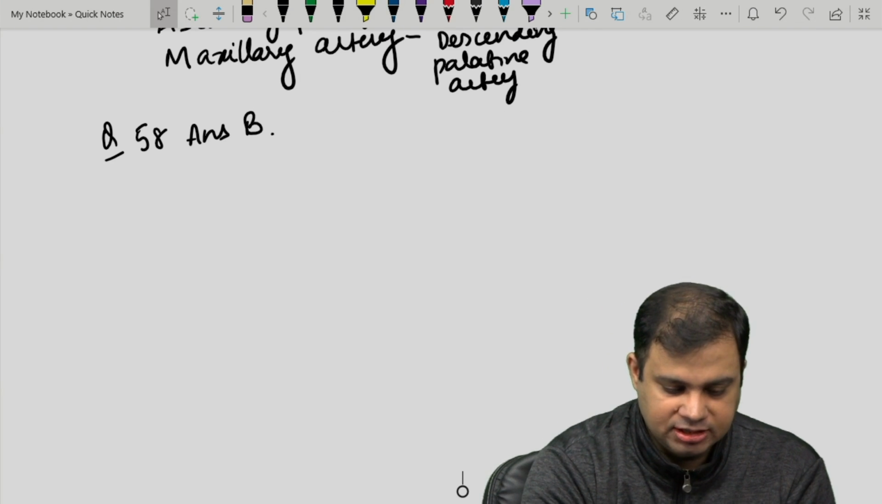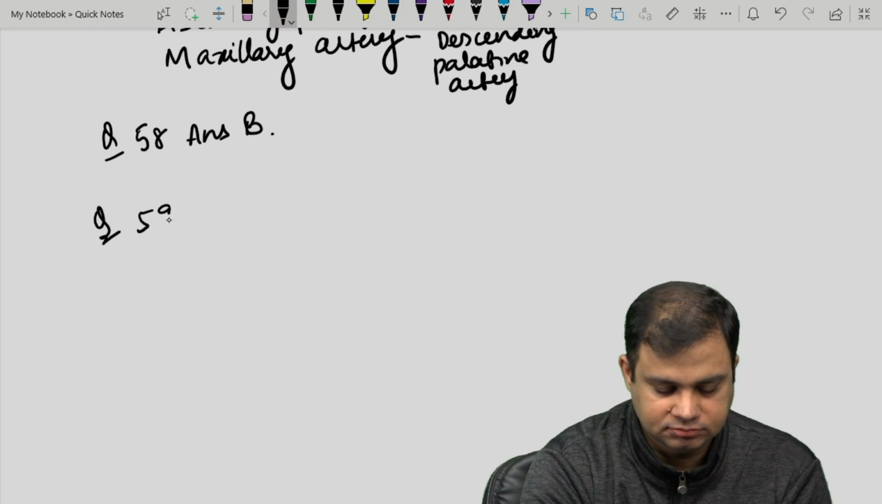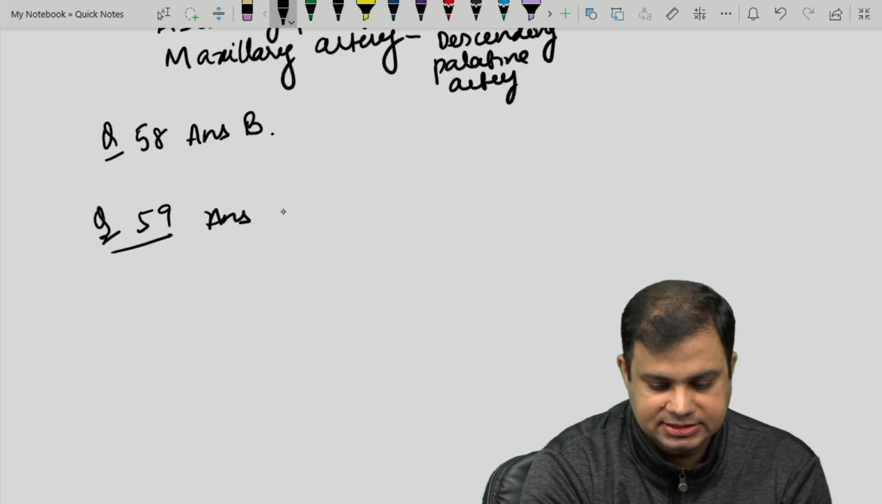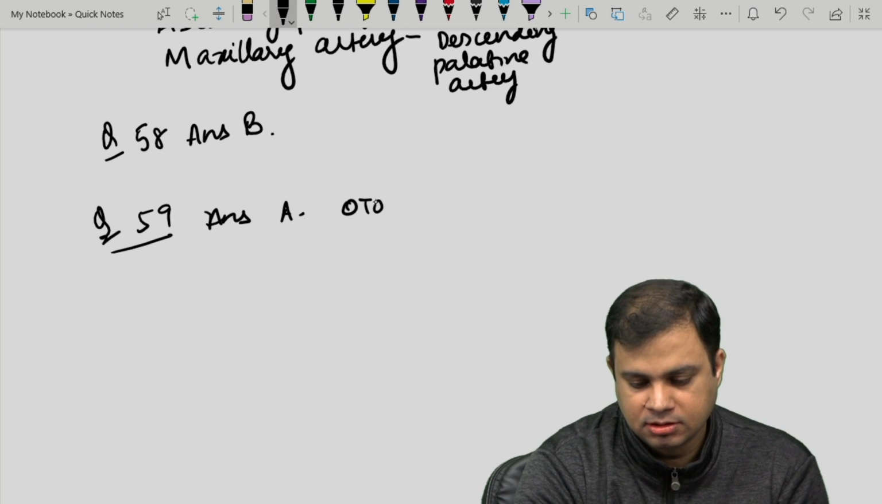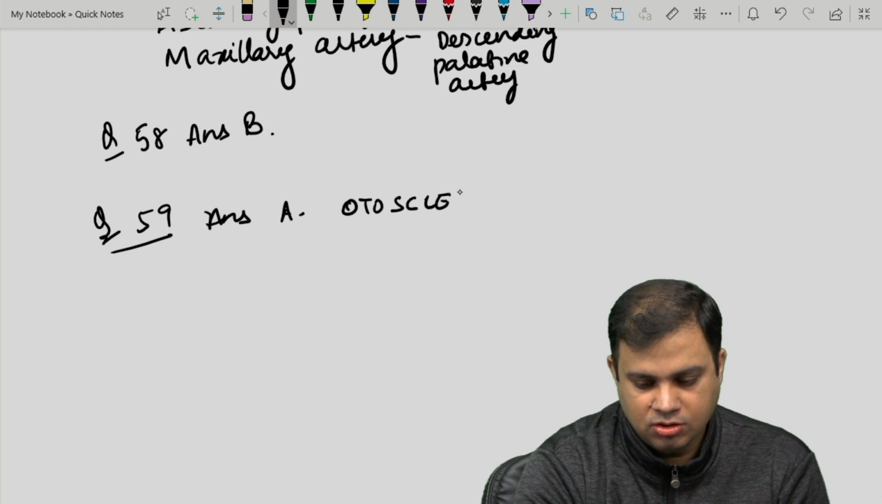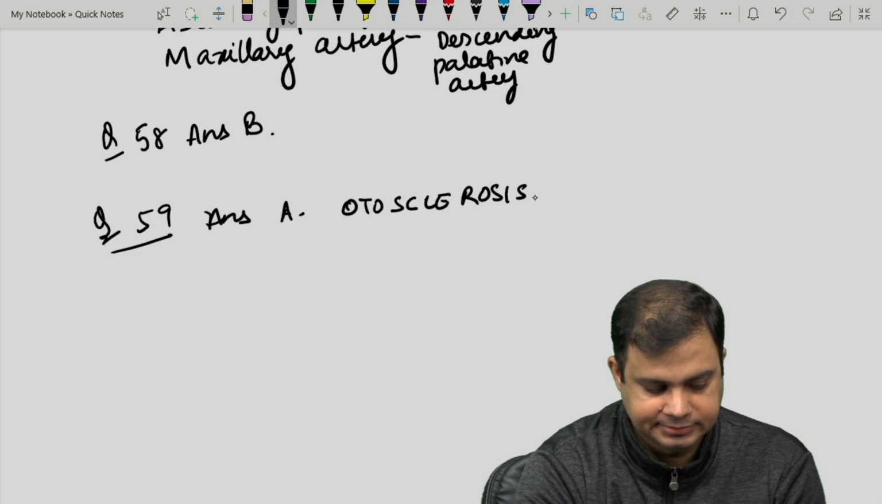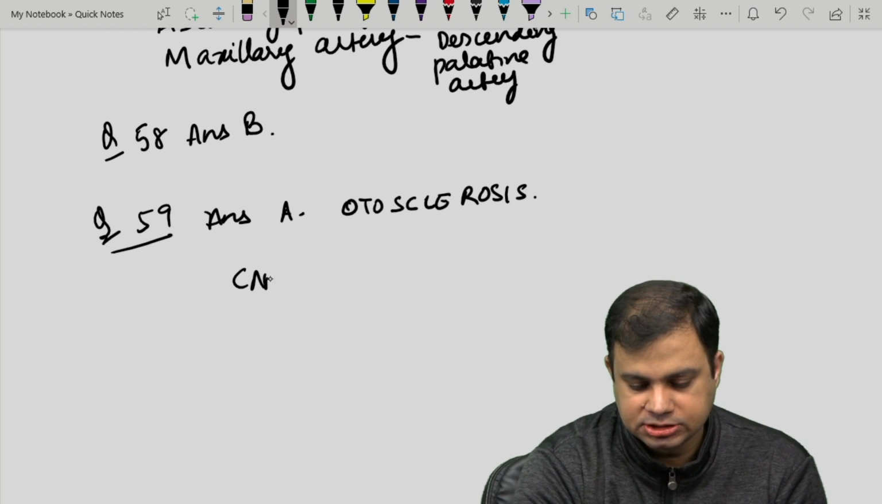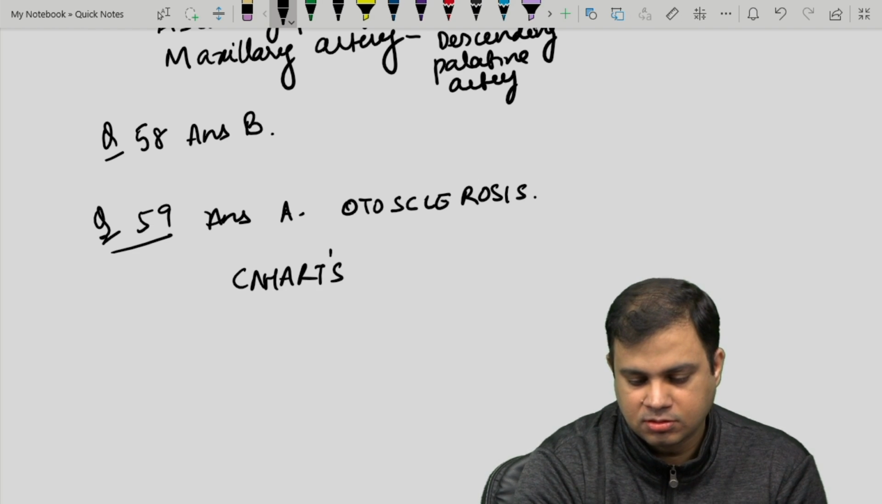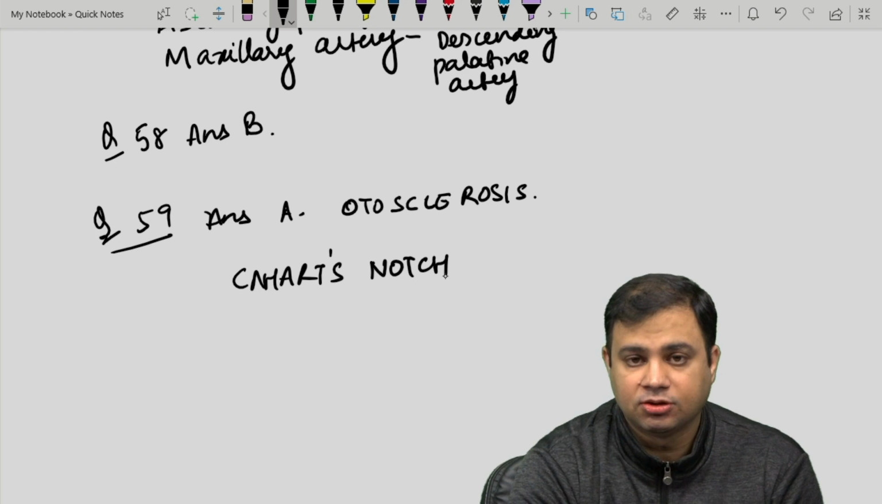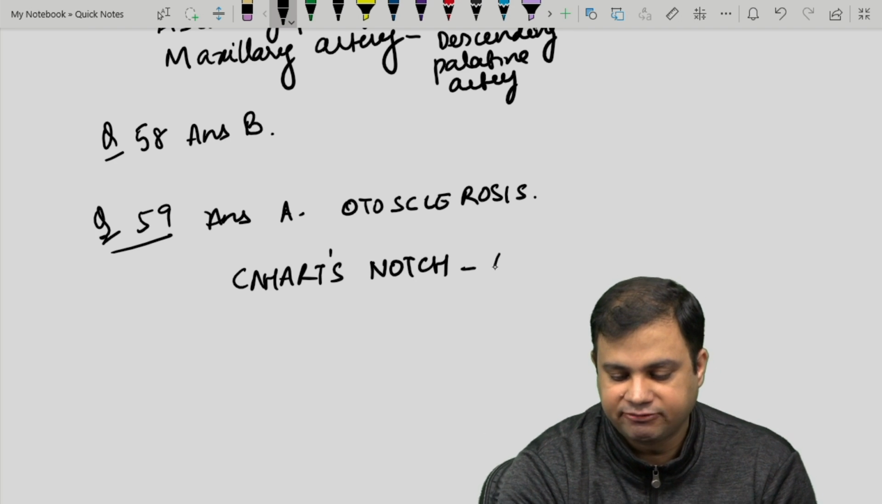So, question number 59, answer is A, that is otosclerosis. Now, Carhart notch, though it is not always present in otosclerosis, but it is diagnostic for otosclerosis.